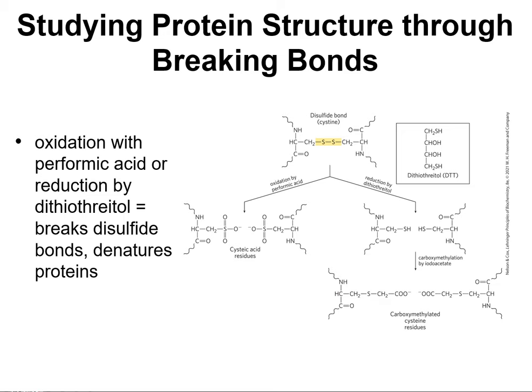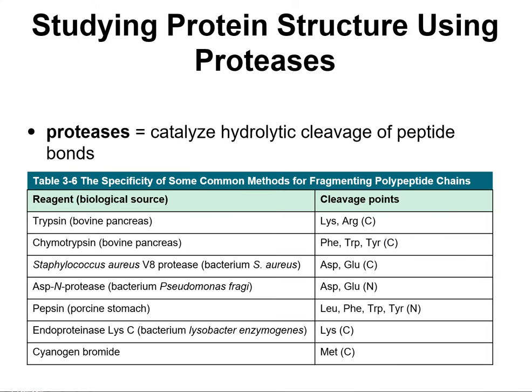You can also study protein structure by breaking bonds. So you can break disulfide bonds and then see what happens. You can denature proteins. We're not really going to focus on that too much though. One great way to study protein structure is using proteases. Proteases are enzymes that catalytically hydrolyze peptide bonds, far more efficient than chemical means.